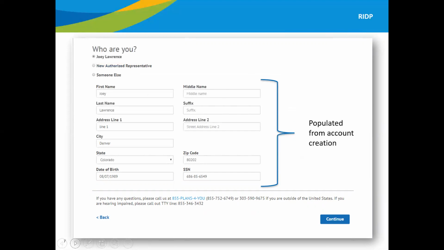And so here what you'll see is by selecting the customer Joey, the information populated on the screen now related to their name, date of birth, address, and social security number will be pulled forward from the account creation into this screen. So as long as this information is correct, no additional data entry will be needed. If the new authorized representative or someone else selections had been chosen, then the same data fields would appear, but with no information previously populated because we had not gathered that during the account creation.